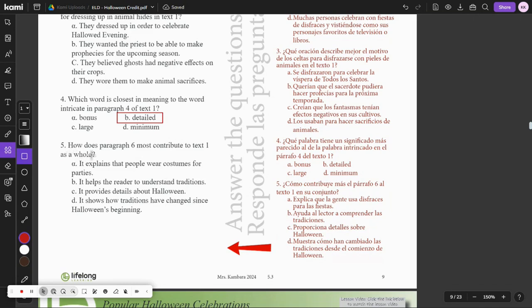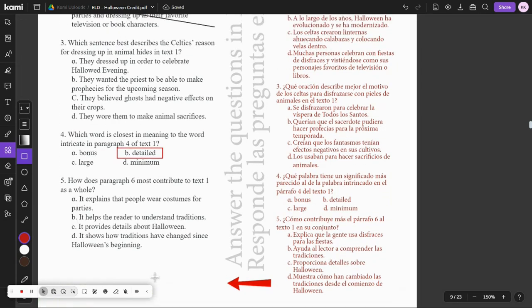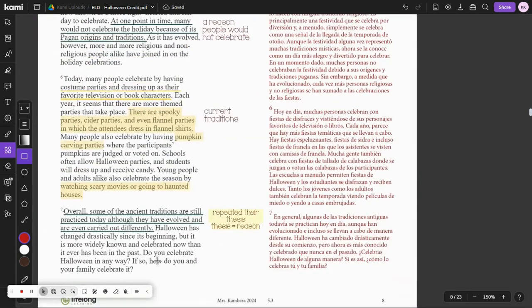So they created these detailed designs in the gourds, which we do now for pumpkins. Now question number 5. How does paragraph 6 most contribute to text 1 as a whole? It explains that people wear costumes for parties. It helps the readers to understand traditions. It provides details about Halloween, or it shows how traditions have changed since Halloween's beginning. So let's come back to 6. Today, many people have celebrated costumes. So it's talking about current traditions.